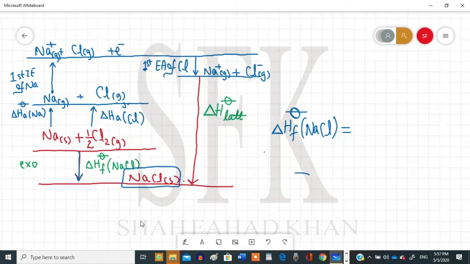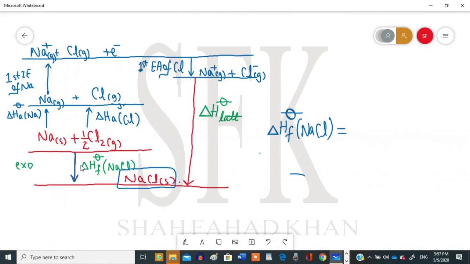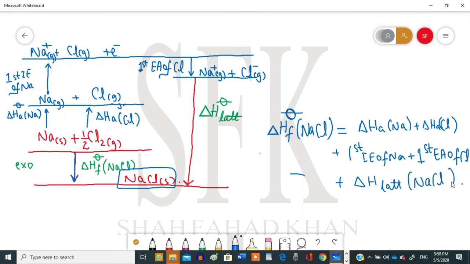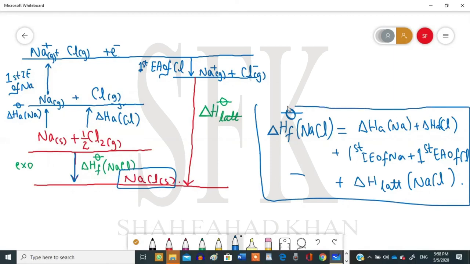So that means this enthalpy change over here is going to be equal to the sum of all those enthalpy changes which lead to NaCl. So the enthalpy change of formation of sodium chloride is going to be equal to the enthalpy change of atomization of sodium plus the enthalpy change of atomization of chlorine plus the first IE of sodium plus the first electron affinity of chlorine and plus the lattice energy of sodium chloride. So this is an equation that you form following Hess's law.